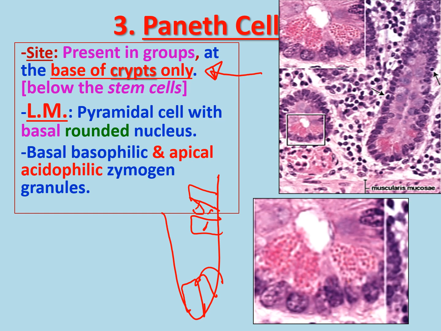This Paneth cell is a typical protein secreting cell. It is a pyramidal or high columnar cell having a basal rounded active nucleus. What about the cytoplasm? Typical protein secreting means that we have the organelles of protein secretion, which are RER, Golgi, and mitochondria. This will make the cytoplasm basophilic. And we are going to store this protein so it will appear as apical acidophilic zymogen granules.